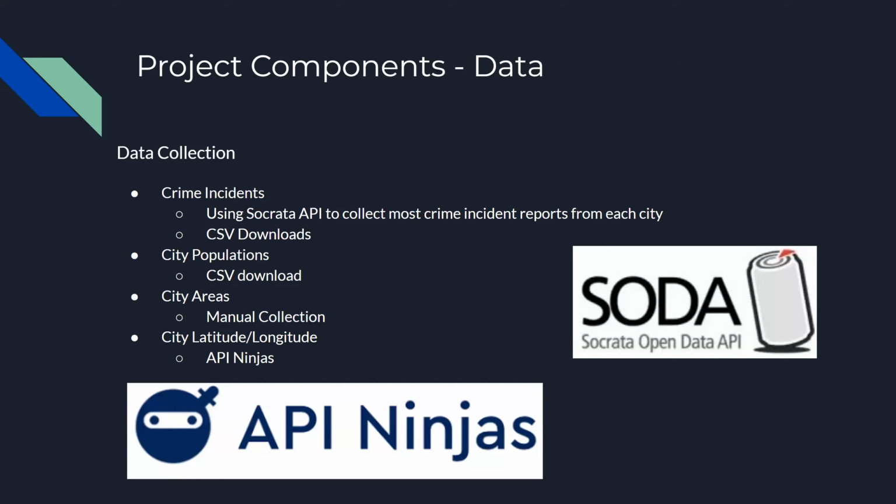When getting started with this project, the first major component we needed to set up was our data. And we found that there were various different types of data that we needed to gather. The first being crime incident reports. For this, fortunately, there was an API, the SODA Socrata Open Data API, that had information for a good amount of cities in the US.